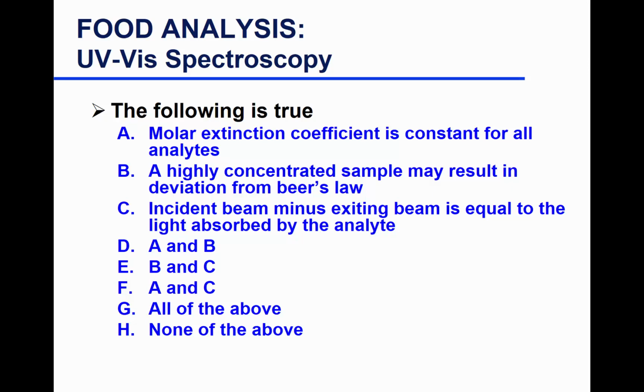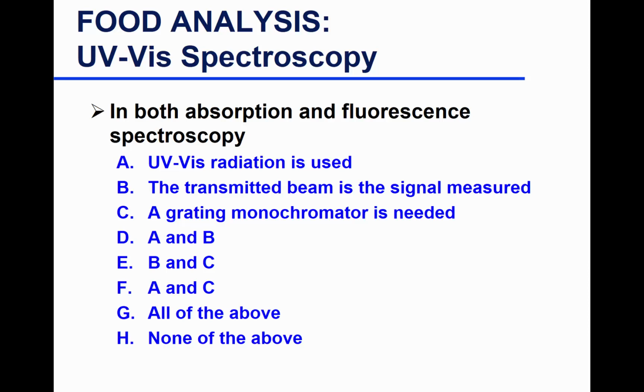So B is the only correct answer, and we'll talk about all of them. We're going to talk about what's molar extinction versus how the concentrated sample may impact Beer's law, and the incident beam versus the exiting beam, how they differ. Okay. In both absorption and fluorescence spectroscopy, UV-Vis radiation is used. The transmitted beam is the signal measured. A grating monochromator is needed.